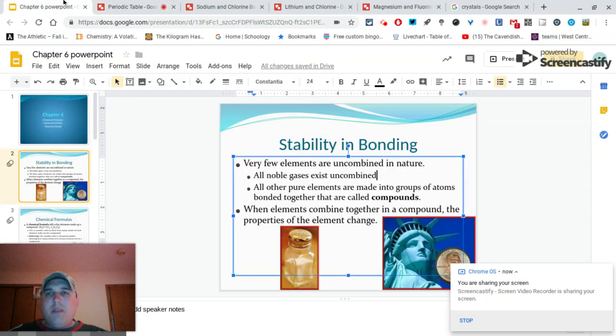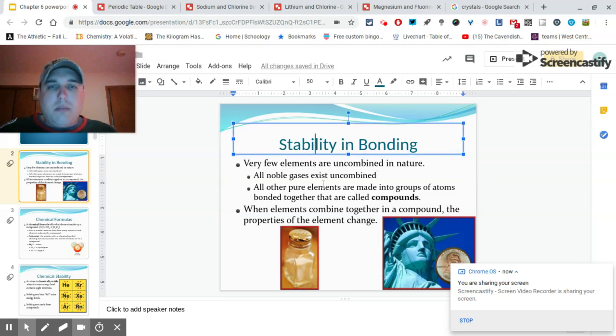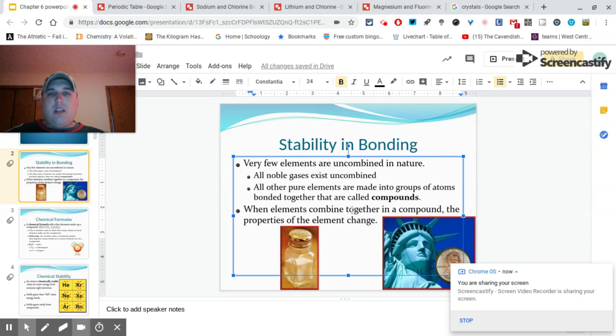Well, why is that? It has to do with stability, and chemical stability. So we'll talk about that today. And because of instability, they form compounds with other elements, and their properties then change. So if you want to pause it and write this stuff down, you certainly can do that. Not all that important, I wouldn't think, though. So I'm going to move on to the next slide.